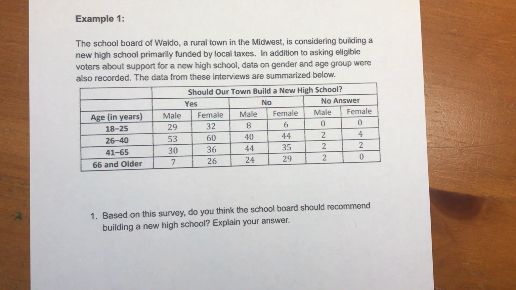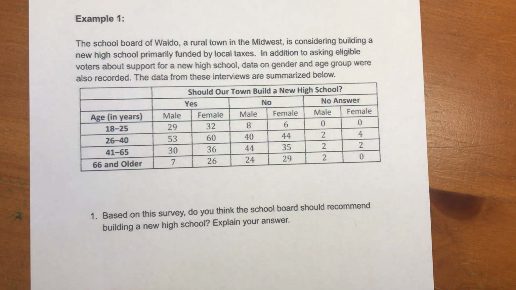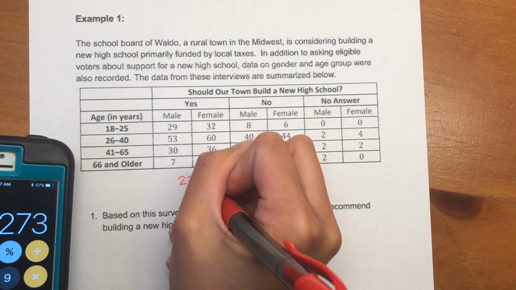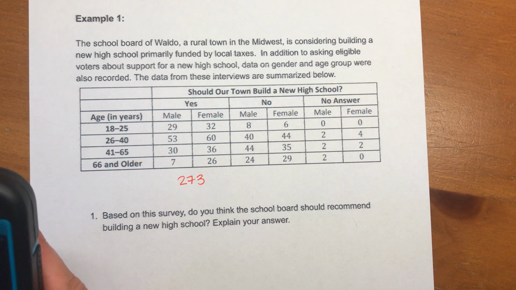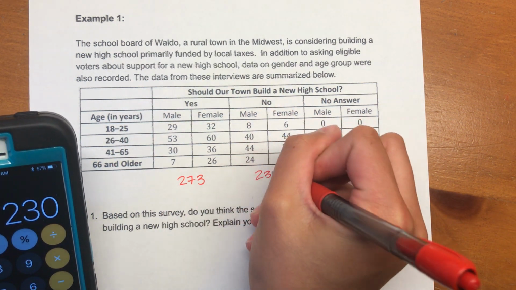Okay, so if you pause the video, you should have been looking at the number of yeses versus the number of nos, right? So what we can do here is add up how many people said yes and how many people said no. So if we add up all these numbers, 29 plus 32 plus 53 plus 60 plus 30 plus 36 plus 7 plus 26, we get the frequency of people who said yes as 273, my bad. And the people who said no, 8 plus 6 plus 40 plus 44 plus 44 plus 35 plus 24 plus 29, we get 230.